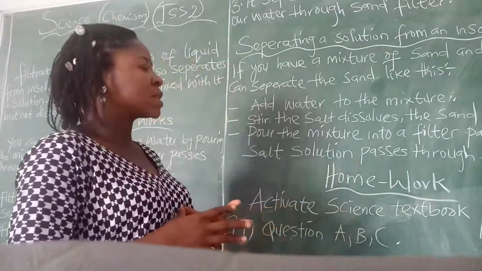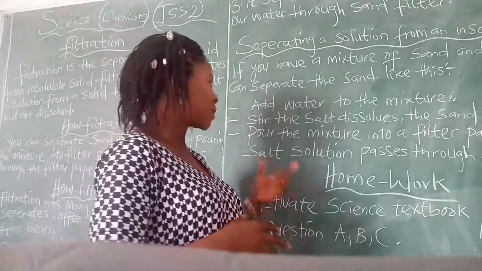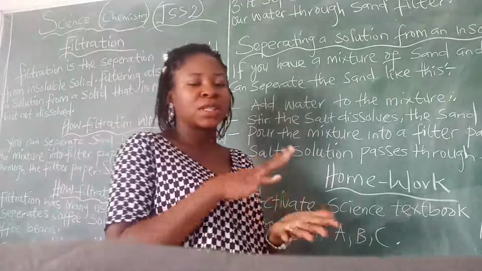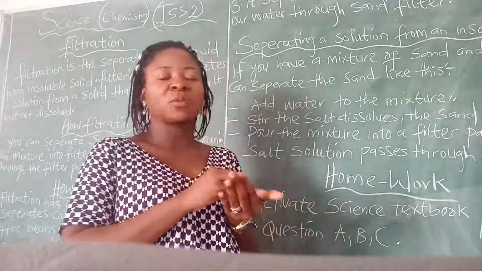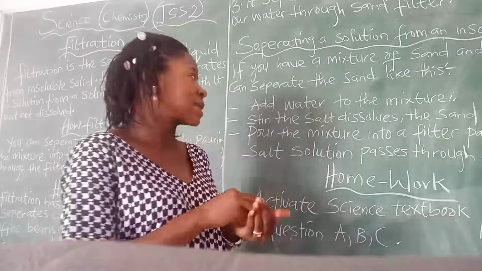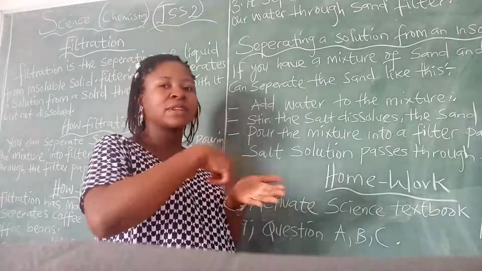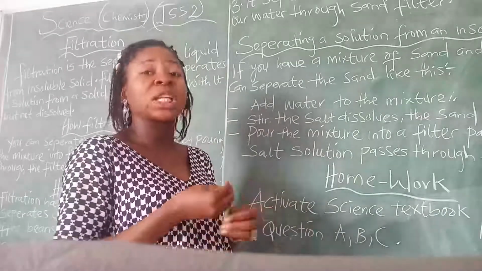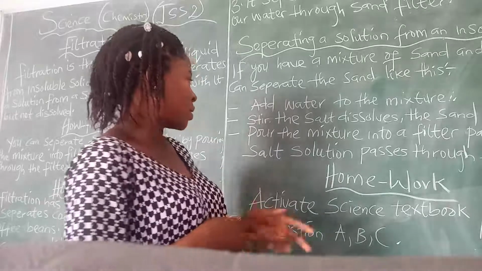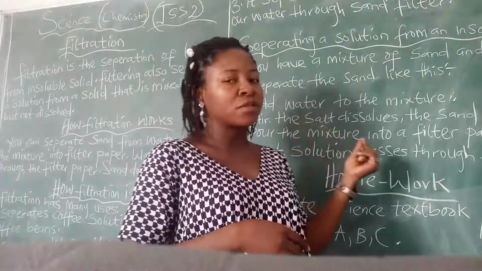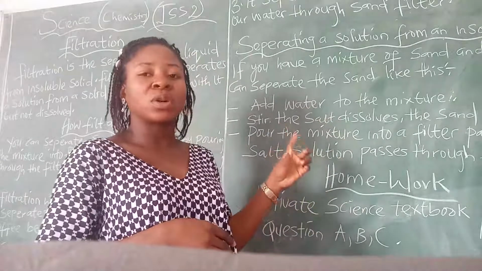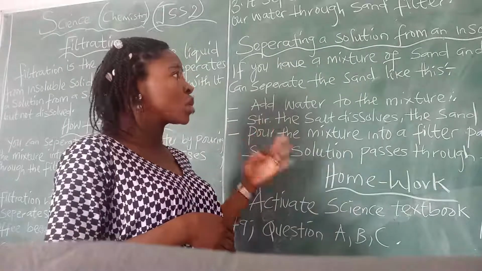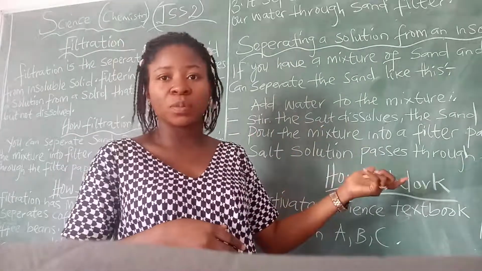You can separate the sand like this. The first step, add water to the mixture. When you bring the sand and the salt, you add water to them and mix it up. The second step, you stir. Stirring means turning the mixture up with the liquid that you're mixing them with. When you stir, the salt dissolves. Remember, it dissolves because it's a solution, while the sand will not dissolve because it's an insoluble solid.